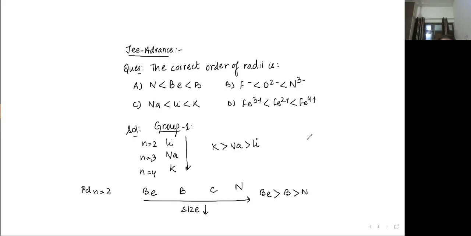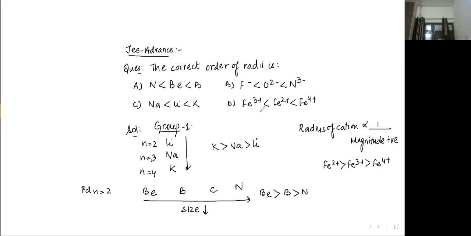No. If cations are given, how does the radius of a cation depend on the magnitude of charge? It will be inversely proportional to the magnitude of positive charge. So the radius order is Fe2 plus, then Fe3 plus, then Fe4 plus.